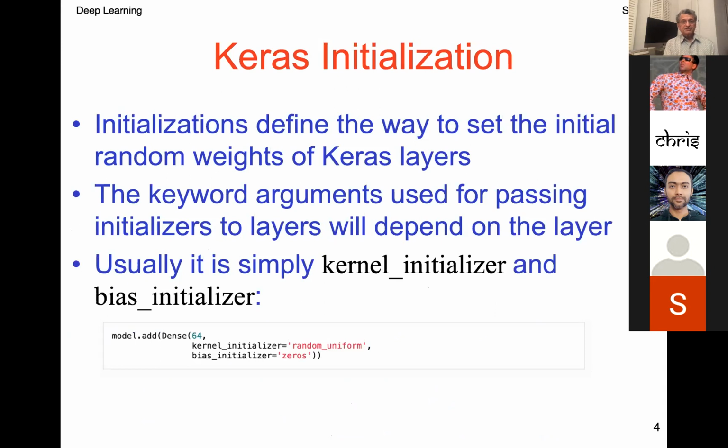Keras initialization. Initializations define the way to set the initial random weights of Keras layers. The keyword arguments used for passing initializers to layers will depend on the layer. Usually it's simply kernel initializer and bias initializer. Look at this in Keras. You say kernel initializer is equal to random uniform and bias initializer zeros.